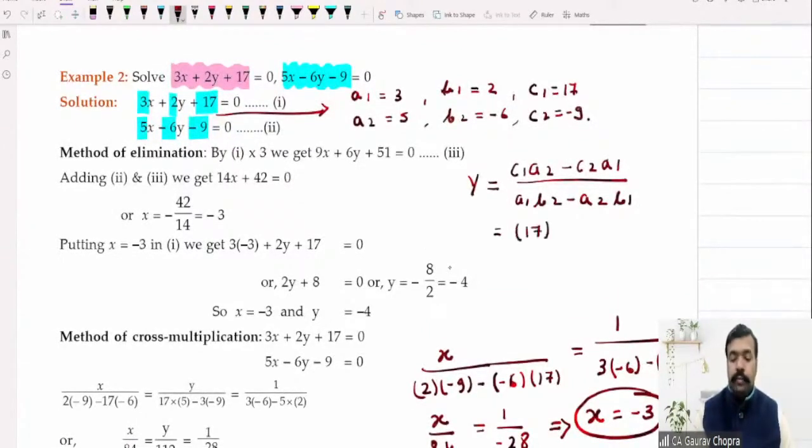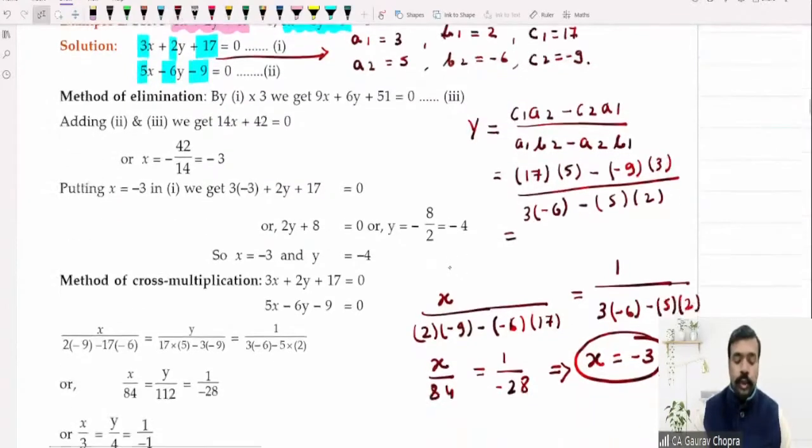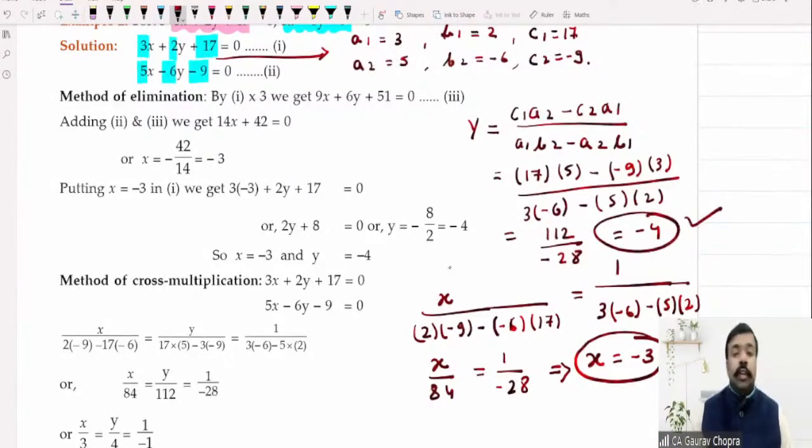So 17 multiplied by 5 minus, what is c2? It is minus 9 and a1 is 3. Divided by 3 into minus 6 minus 5 into 2. On solving this, what are we getting? 112 and minus 28. So the final result is minus 4. So this is the value of y.